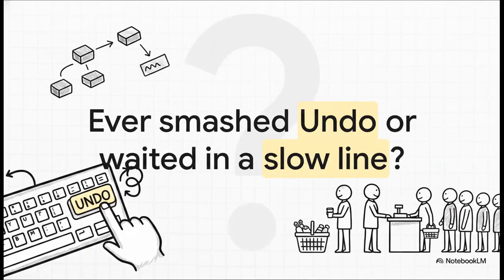Have you ever been typing an email, you make a massive mistake, and you frantically smash that undo button on your keyboard? Or maybe you found yourself stuck waiting in a painfully slow line at the bank or a coffee shop. It might actually surprise you, but those incredibly relatable, everyday frustrations perfectly represent the fundamental computer science concepts we're exploring today. Basically, data structures are just the ways computers organize information so it can actually be used efficiently.